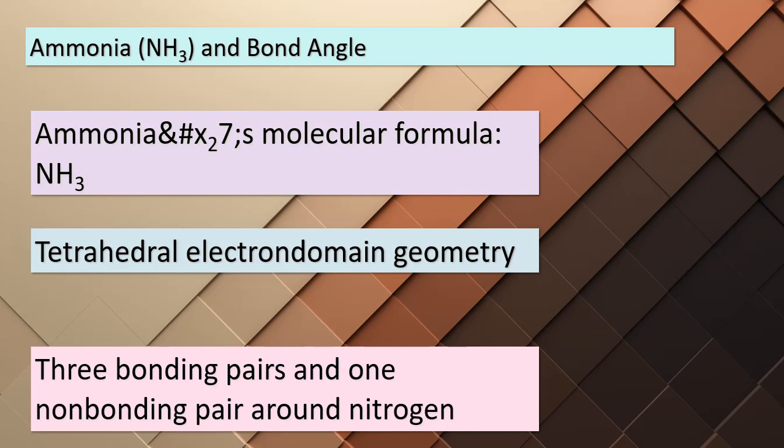This non-bonding pair exerts its influence and creates a repulsion effect on the bonding pairs. As a result, the bond angles in ammonia deviate from the ideal tetrahedral angle. The actual bond angle for ammonia is approximately 107.8 degrees. The non-bonding pair's presence significantly affects the overall geometry.